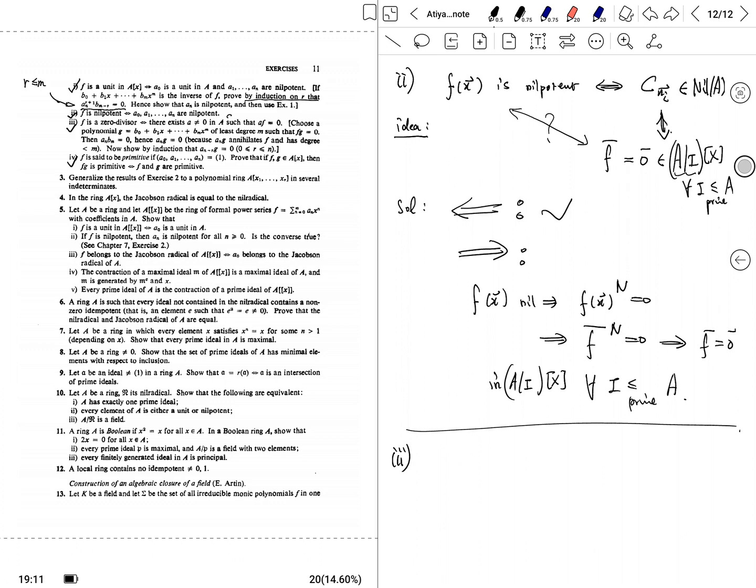Third statement: f is a zero divisor if and only if there exists a non-zero element a such that a f equals 0. Again, there is only one direction we have to prove, which is this one. If you got a non-zero polynomial in several variables which kills f, then it implies there exists a constant coefficient, which means an element in A, non-zero, that kills f. And to show this is what we have to do.